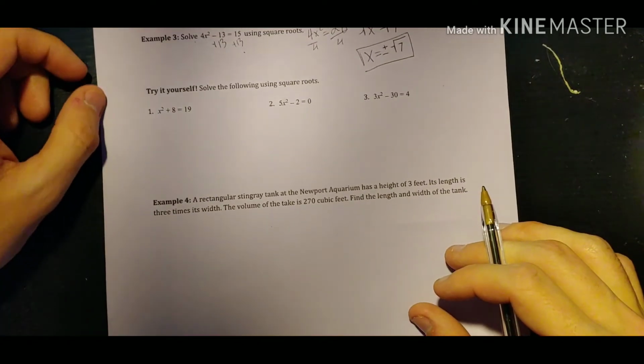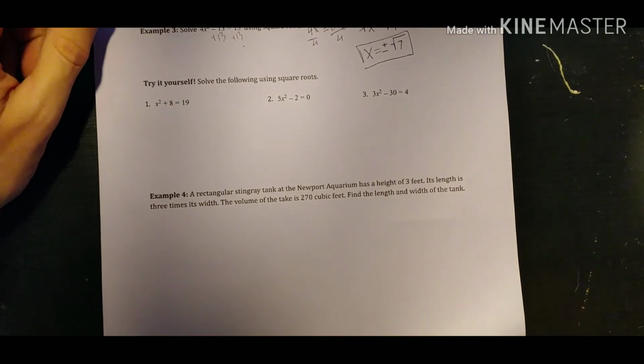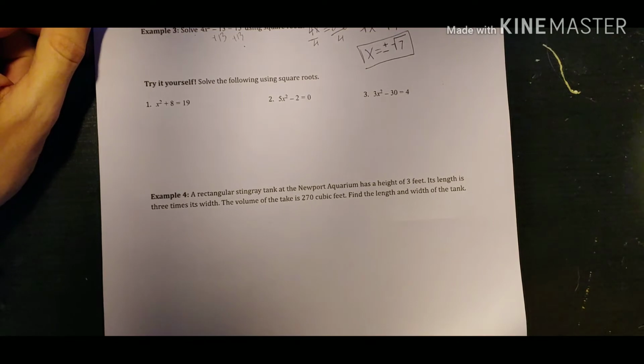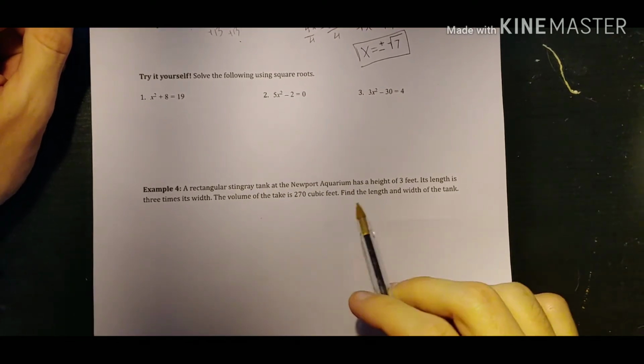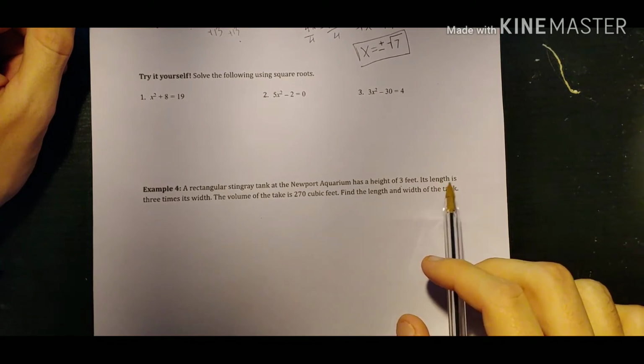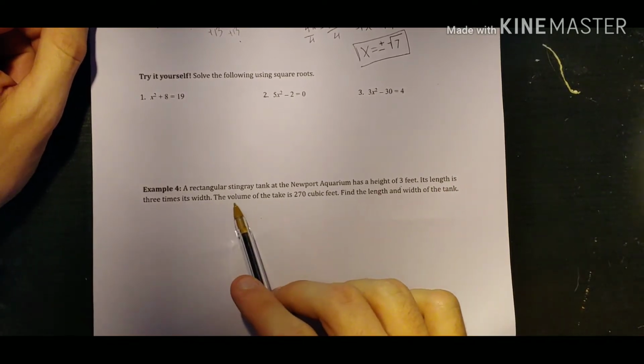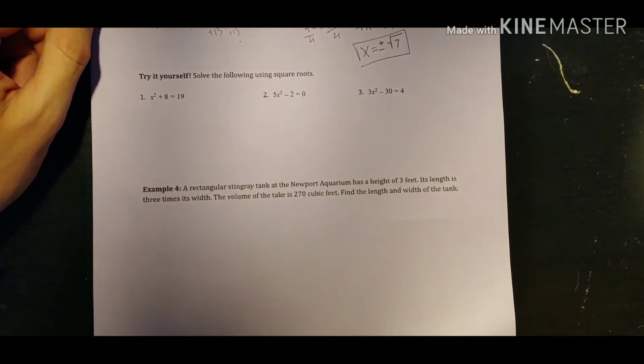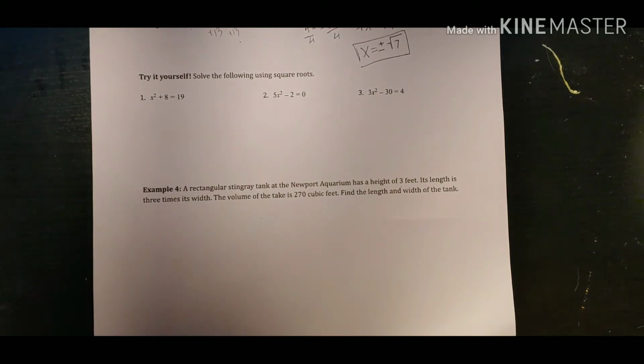All right, so this last problem, we got a word problem. So it says a rectangular stingray tank at the Newport Aquarium has a height of 3 feet. Its length is 3 times its width. The volume of the tank is 270 cubic feet. Find the length and width of the tank.